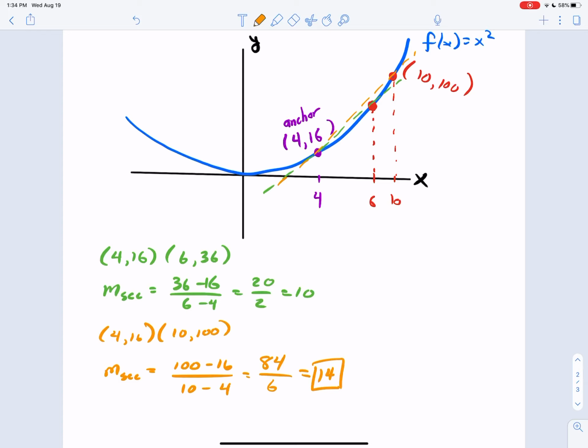Okay? Now, I can go all day, right? I can pick all these random points. But let's try to save some time. What if I just picked a generic point now? Right? What if I just picked some generic point? Oh no.